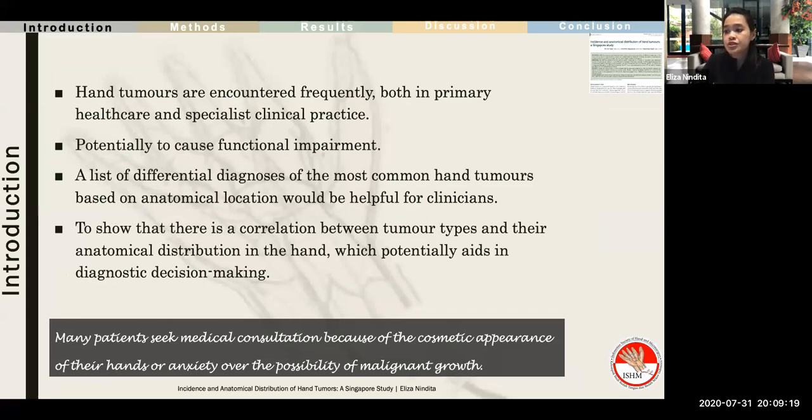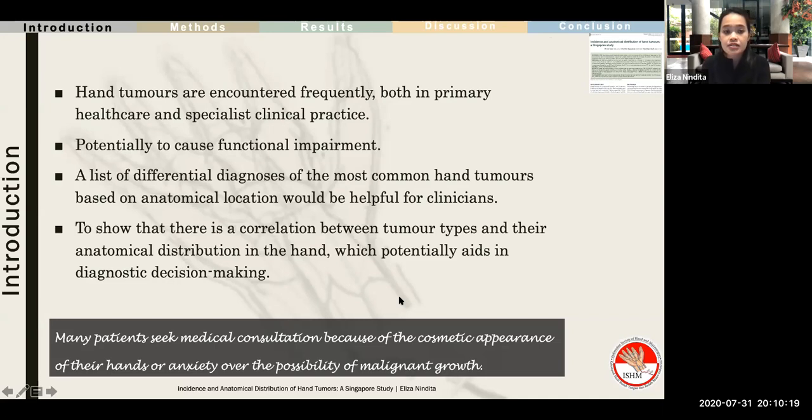So as an introduction, hand tumors are encountered frequently both in primary healthcare and specialist clinical practice. The studies from this journal suggest that 15% of all soft tissue tumors are located in the hand region, and 6% of bony cancers occur in the hand. So hand tumors potentially cause functional impairment. This is why it's important for us to be reminded about hand tumors. Here is the list of differential diagnoses of the most common hand tumors based on anatomical location that would be helpful for clinicians. This journal would like to see if there is a correlation between tumor types and the anatomical distribution in the hand, which potentially aids in diagnostic decision making.